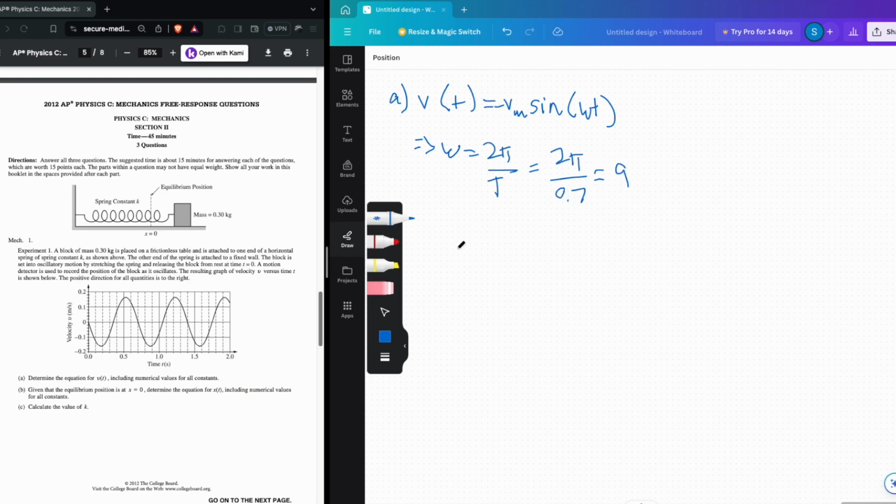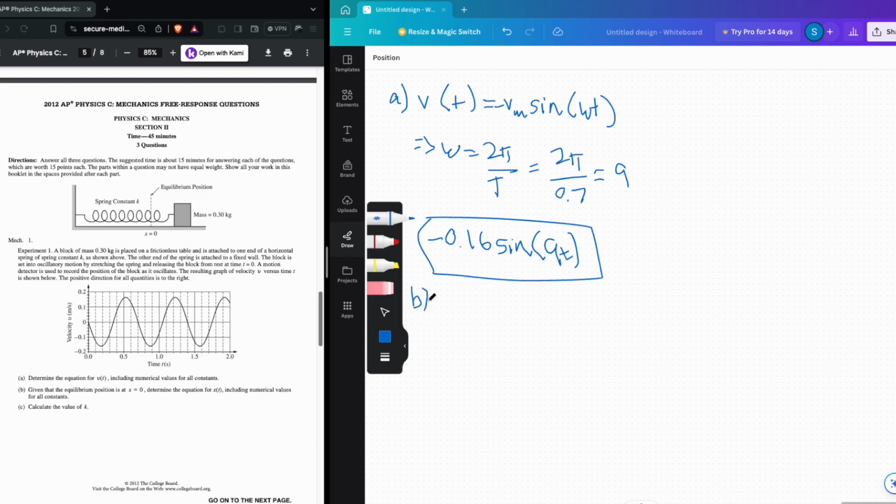Now we just have to get v max, which is just one of the peaks of the graph, and it would be around 0.16. So our answer would be negative 0.16 sine 9t, and that would be your answer for part A.